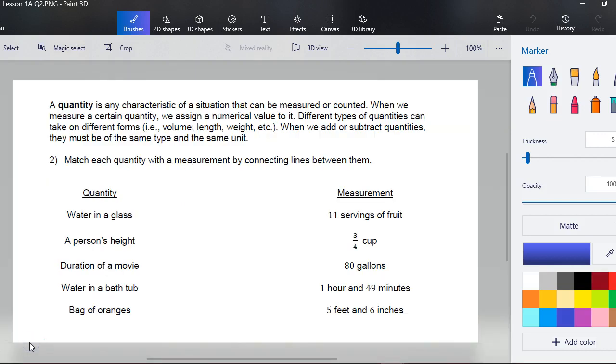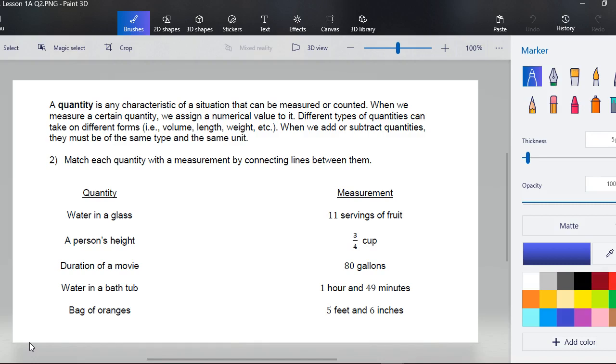Fully understanding the vocabulary words will be vital for your success in this class and the 1332 course. As you see the first word, a quantity, this is where I encourage you to start a glossary or flashcards or tagging and highlighting these words to make sure you really understand all the parts of this word. It is any characteristic of a situation that can be measured or counted. When we measure a certain quantity, we assign a numerical value to it. Different types of quantities can take on different forms, like volume, length, weight, etc.